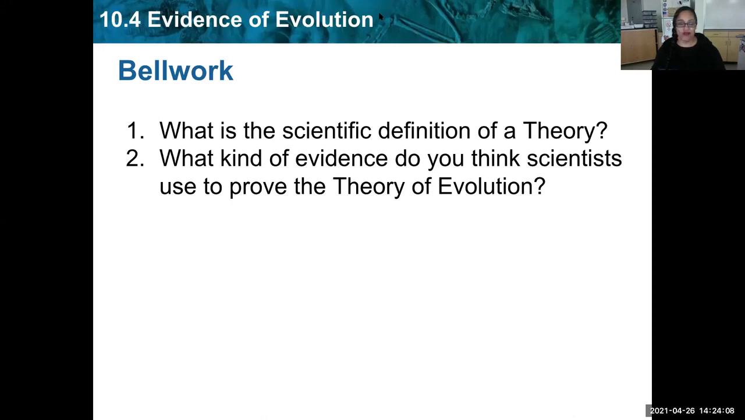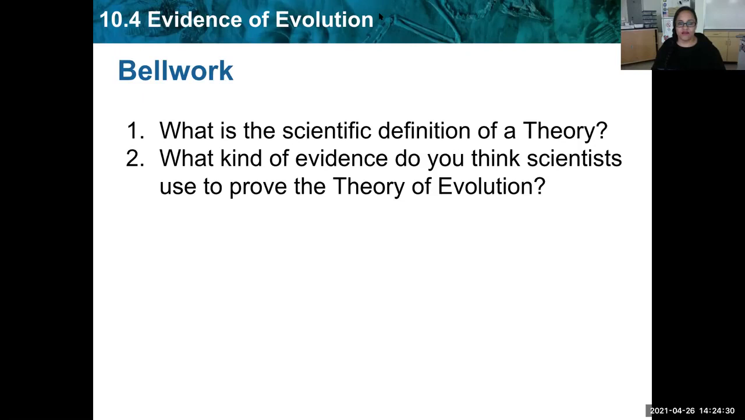It is different from how we use theory in everyday life, but a scientific theory has been researched and verified and has lots of evidence to back it up. All right, so what do you guys think? What kind of evidence do you think scientists use to prove the theory of evolution from Darwin all the way to today?